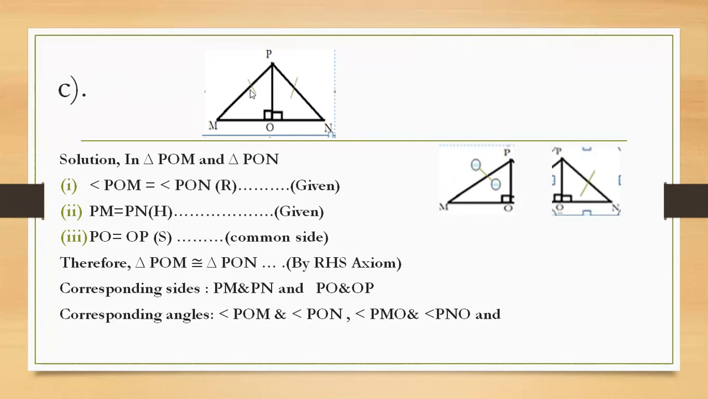And PMO and PNO are also corresponding angles. Look, they are opposite to PO. PO equals OP. That's why its opposite angles are also equal. Similarly, let's solve another. Here, MPO equals NPO, because we know that MO and ON are also equal, because this is a perpendicular, and here these two sides are also equal. Then this opposite is MPO and its opposite is NPO. They are also corresponding angles.